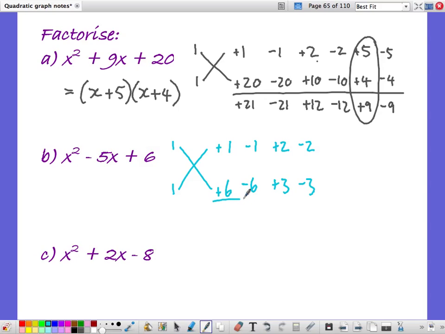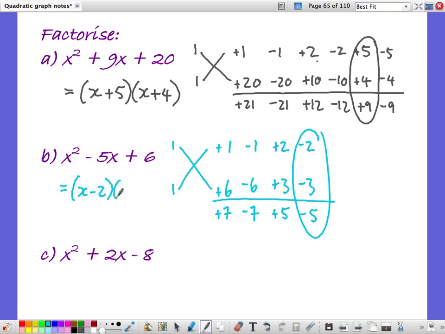So let's just see how they add up. Plus 7, minus 1 minus 6 is minus 7, plus 2 and plus 3 is plus 5, or minus 5. And the middle term is a minus 5. This is the one we like. So it factorises as x minus 2, x minus 3. You can check that by expanding. I won't do that here, but I'll leave that for you.